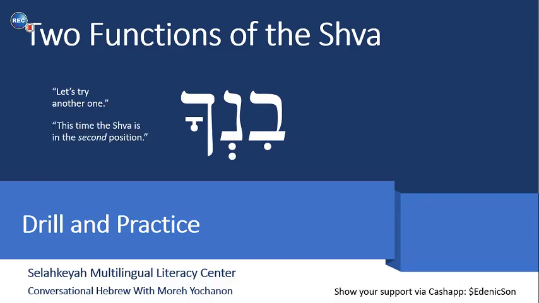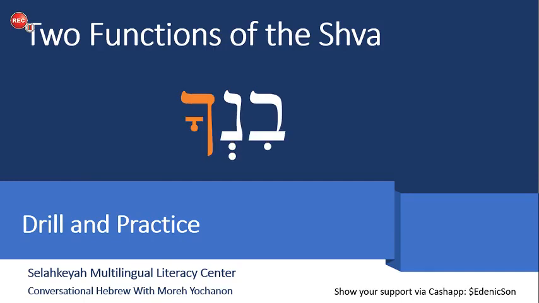This time, the Shva is in the second position. Veit with the shidduch underneath it is V. Noon with the Shva underneath makes the N sound. Put it together. V, Veen.